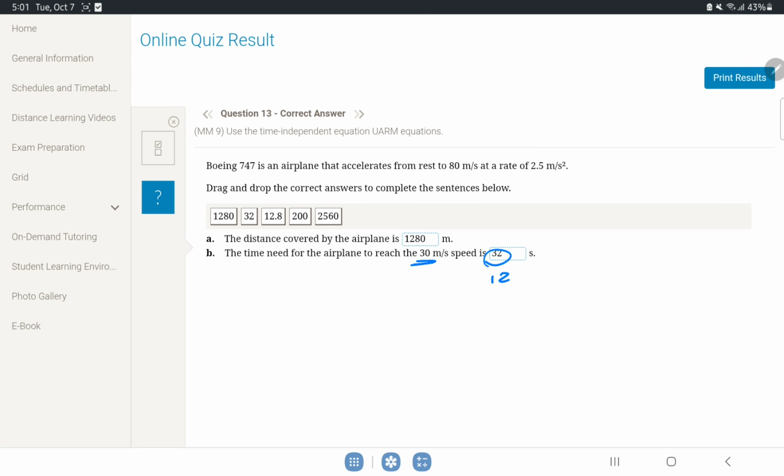So how you do it is you do the UARM equation. V is equal to at plus V initial. That's all what you need. The final velocity, it's given to us, 30. Okay. The acceleration here, they gave it to us, 2.5. T, what we need to find, and V initial here we consider it as rest. So T here will actually get us 12 seconds, okay, not 32.